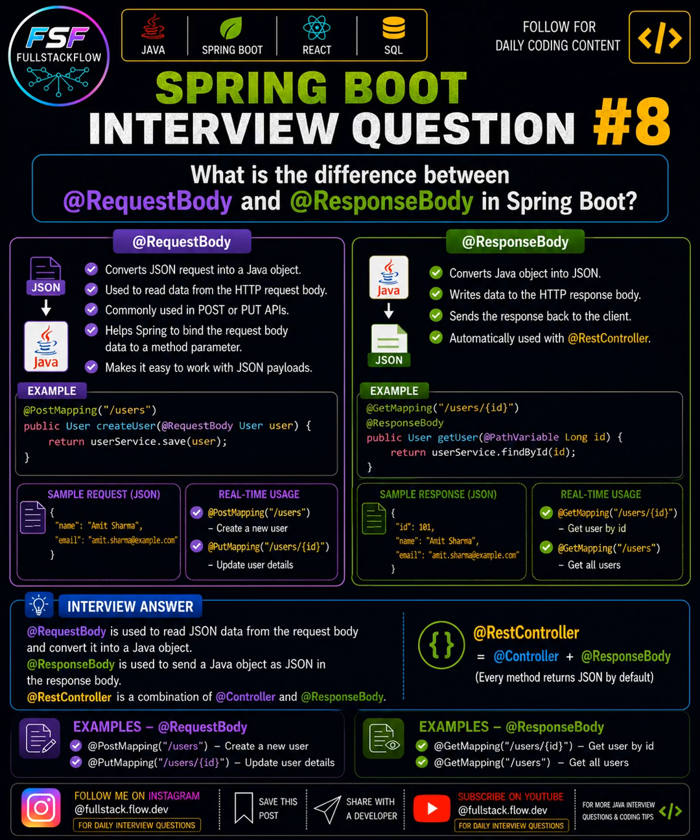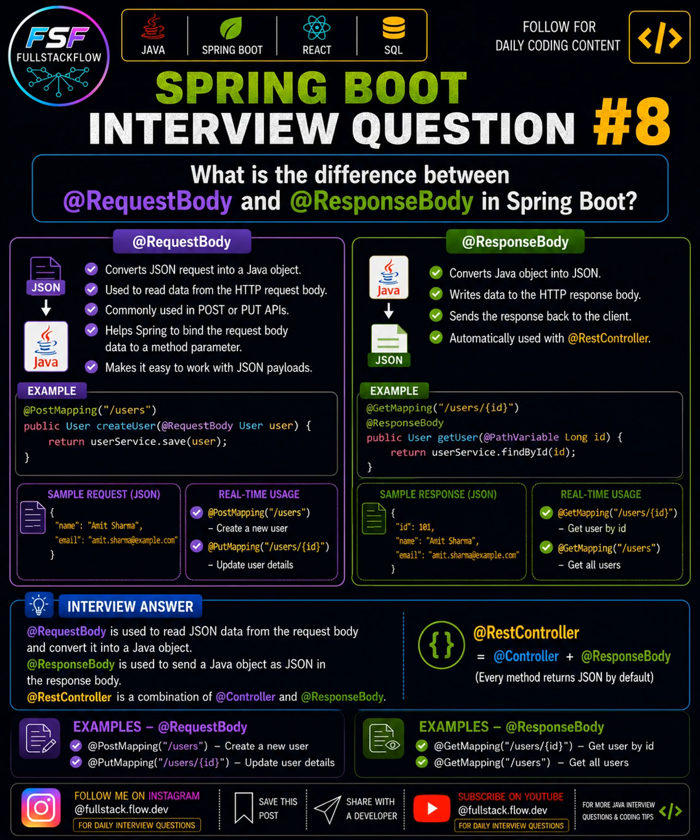Now let's look at the example. On the left side of the image, the method name is createUser and you can see the sample request JSON. The client sends this JSON to our Spring Boot application. Here client means it could be a React application, an Angular application, a mobile app, or a Postman request. In the image, the client sends name and email in JSON format.